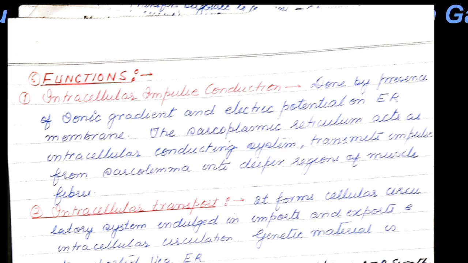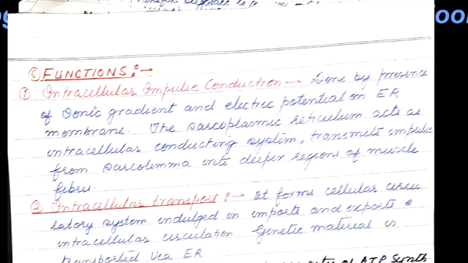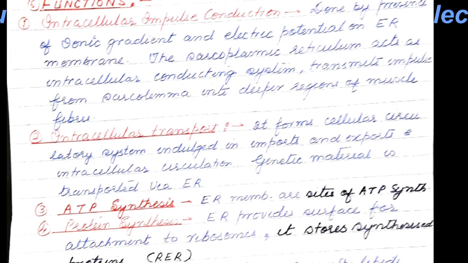Then the endoplasmic reticulum is also involved in intracellular transport. The endoplasmic reticulum creates a cellular circulatory system, and it is involved in import and export. Intracellular circulation of genetic material and its transport is effected by endoplasmic reticulum. In many places ATP synthesis is done by the endoplasmic reticulum, so this is one of its functions.